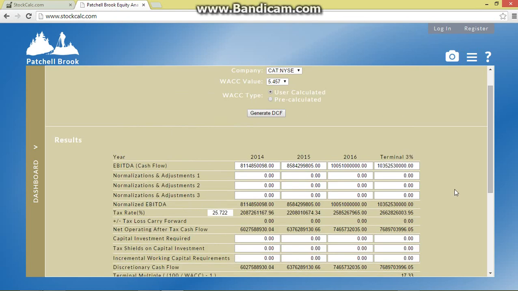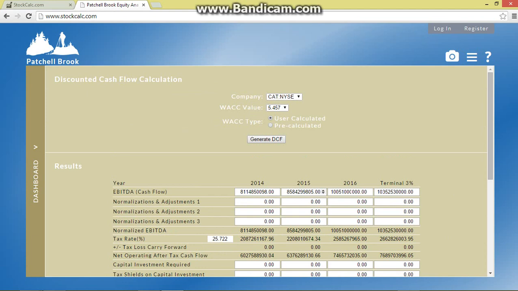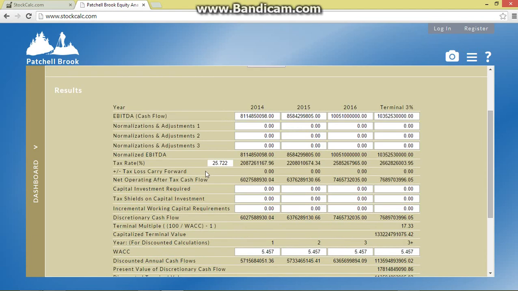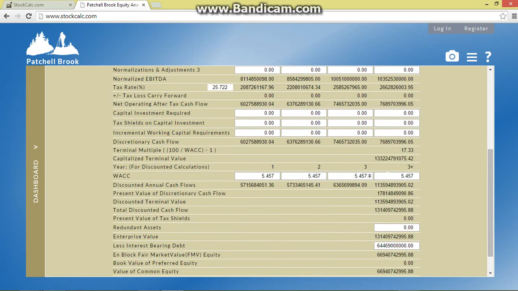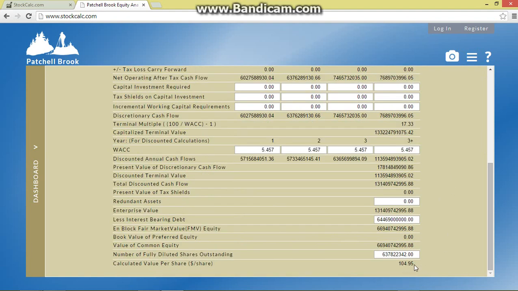This tool is very powerful because it allows you to play around with different cash flows, tax rates, and costs of capital to see what impact they would have on the share price.